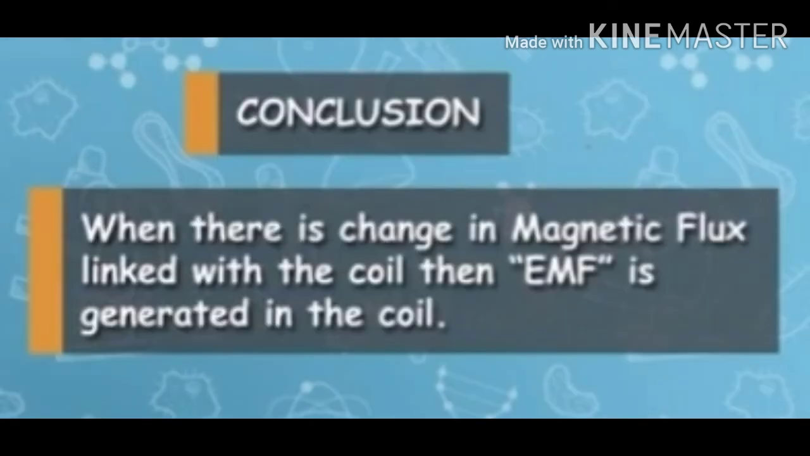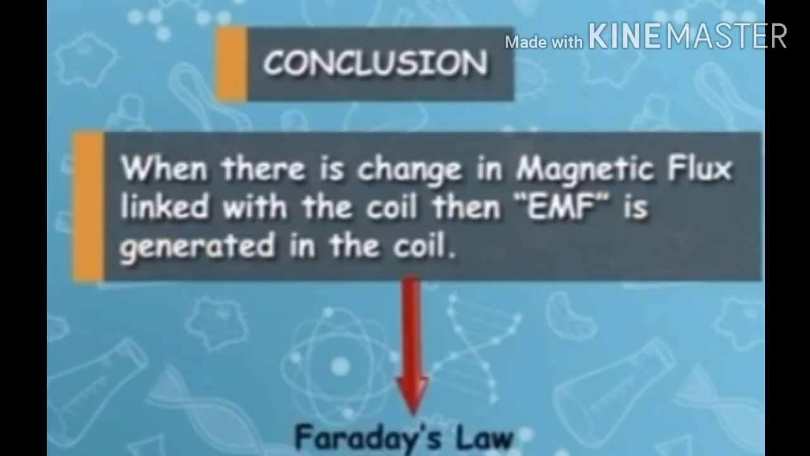Okay, with this we conclude that when there is a change in magnetic flux linked with the coil, then EMF is generated in the coil. Clear? That means when the magnetic flux changes and links with the coil, then EMF is generated in the coil, and that is detected with the galvanometer, which is connected with the coil. And this is called Faraday's law. This statement is called Faraday's law. Faraday has proved this thing.